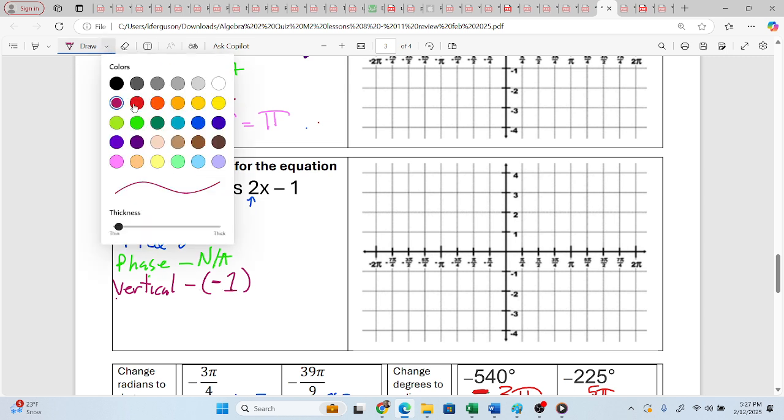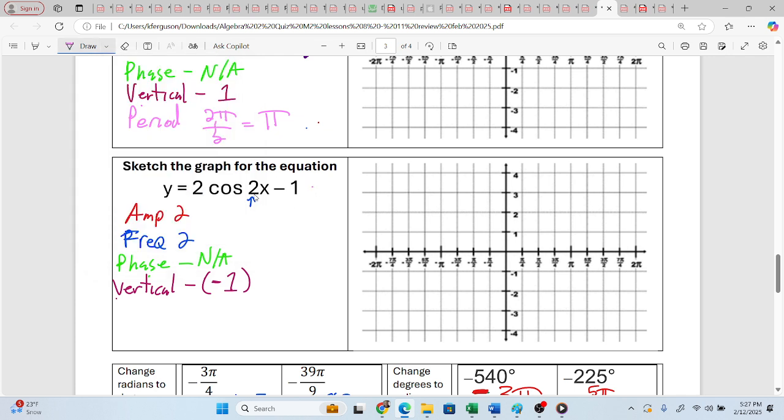So then what's my period? Well, my period goes to the same thing that we just did, right? My period is 2 pi over the frequency, which is 2. The 2's cancel off, and I've got a period of pi. So I know that I have one complete graph that's within pi.